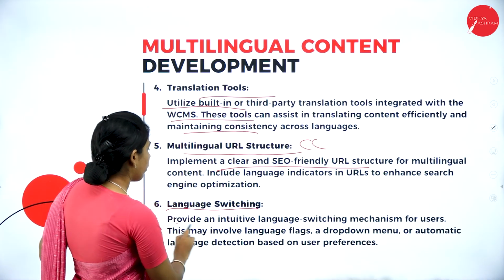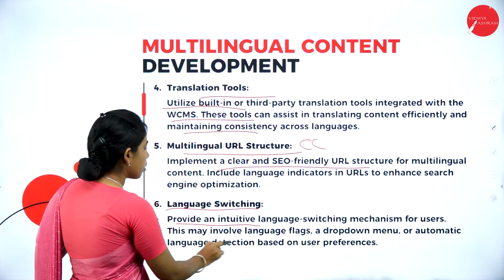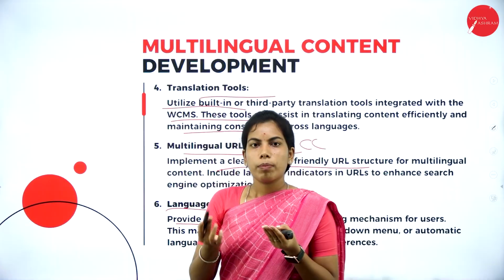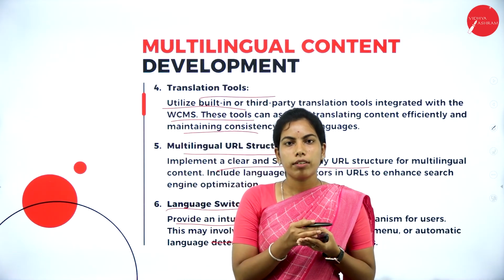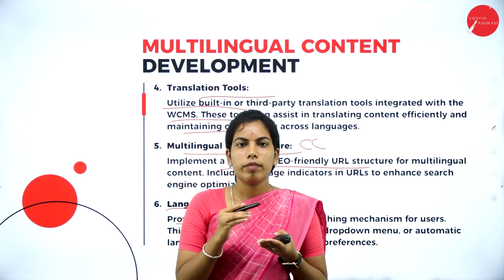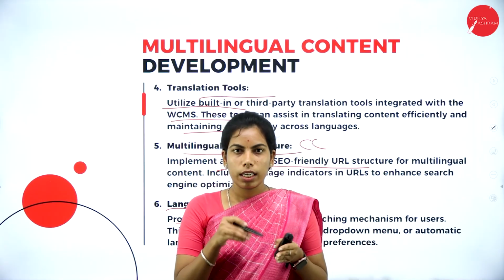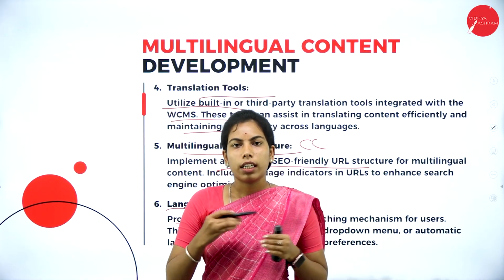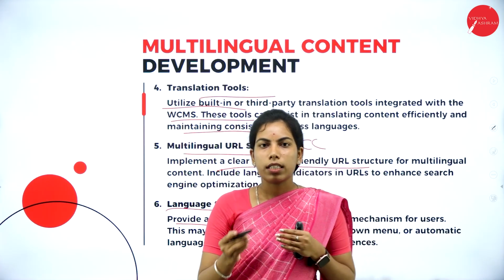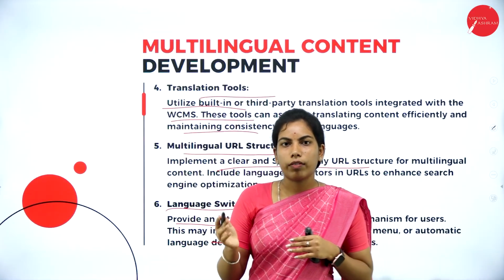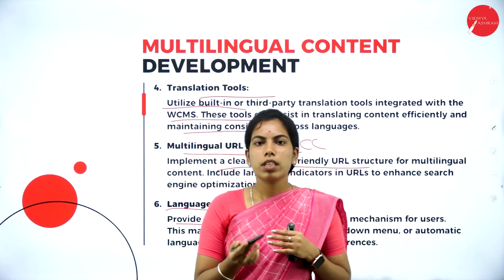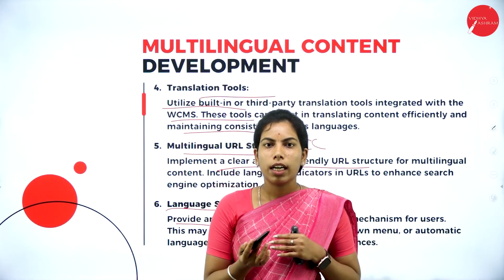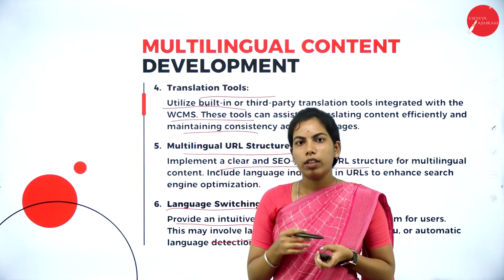And also language switching: provide an intuitive language switching mechanism for users. This may involve language flags, and the user can access any video. For example, consider movies. Before 1950, every hero or director made videos only in the native language, right? If a hero came from Hindi, they could create only Hindi movies. If a hero came from Kannada, they could create only Kannada, not others. But in the present generation, every movie is in every language, right? One movie can have multiple languages. Then users can access or see the movies more, so users are attracted. So from this, we can create multilingual content in a very effective and friendly manner.